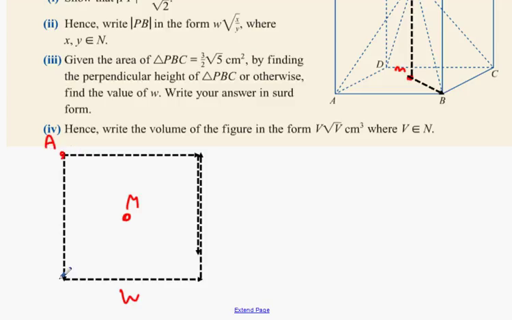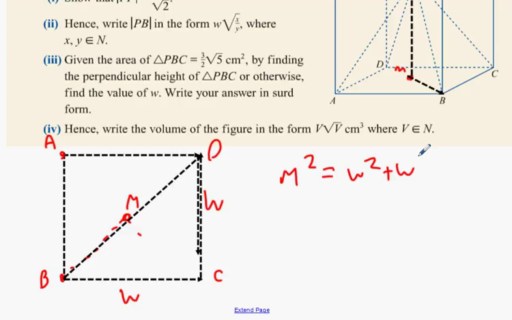A, B, C and D, right? I'm finding the distance from M to B at the moment, so this distance here. If I do the full diagonal, we know it's half a diagonal, so that's a W and another W. M squared therefore equals W squared plus W squared. M squared therefore must equal 2W squared. M equals the square root of 2W.